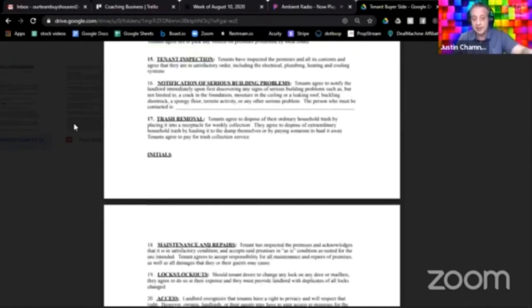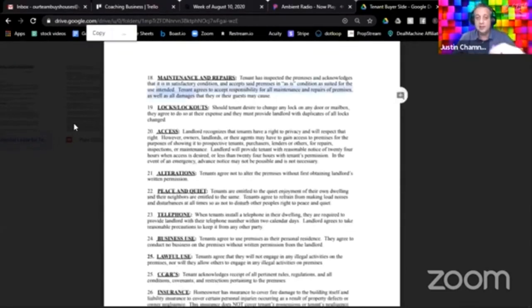If there's anything in here that needs to be changed, maintenance and repairs may need to change. Tenant has inspected the premises and acknowledged that it is in satisfactory condition and accepts said premises in as-is condition as suited for the use intended, okay? Tenant agrees to accept responsibility for all maintenance and repairs of premises as well as all damages that they or their guests may cause. You might want to change this to $250 per month per incident, or per incident per month. You'll want to edit this, okay? There's not going to be one that fits every situation and every deal. You're going to have to get comfortable with changing up some of these clauses.